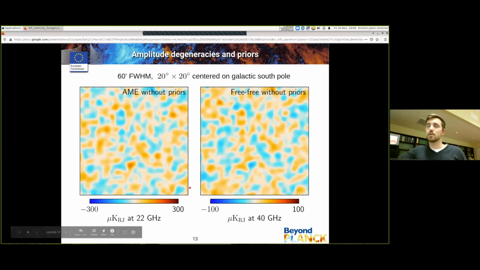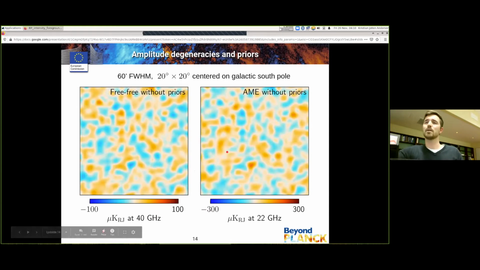And because we do not include this data that we have available to us, we are more prone to degeneracies between the components. The best way of showing this is at the galactic south pole, between the AME component and the free-free component, where we expect both signals to be very close to zero. But we see here we have really large fluctuations in them. And if I flick between them, you'll see that they are almost perfectly anti-correlated.